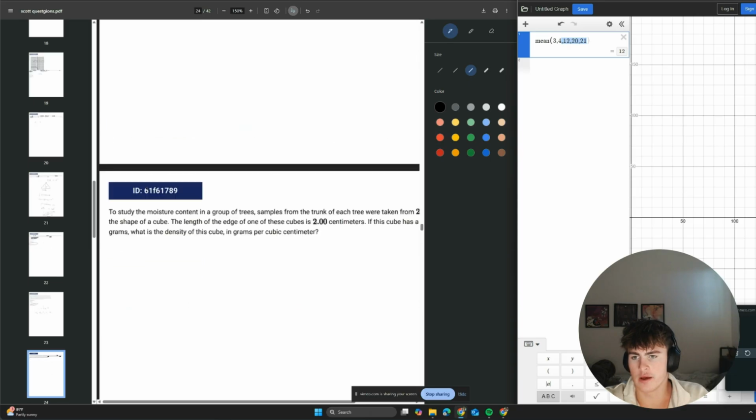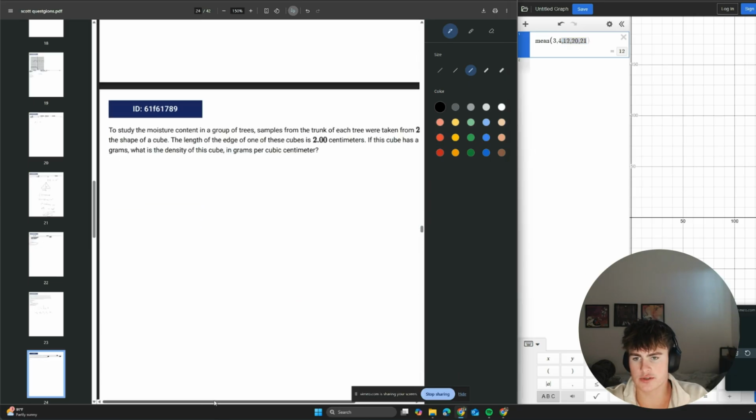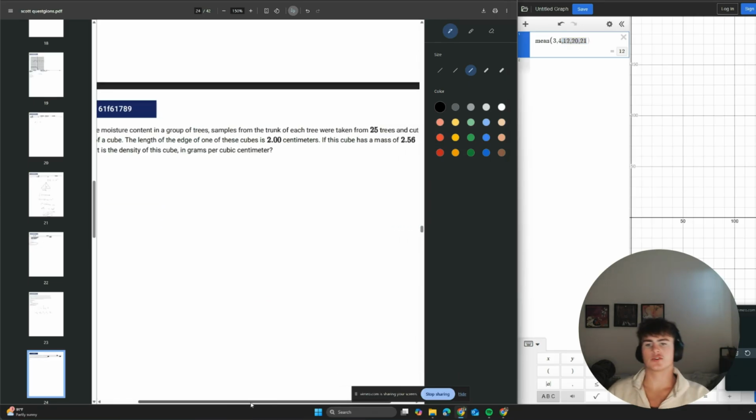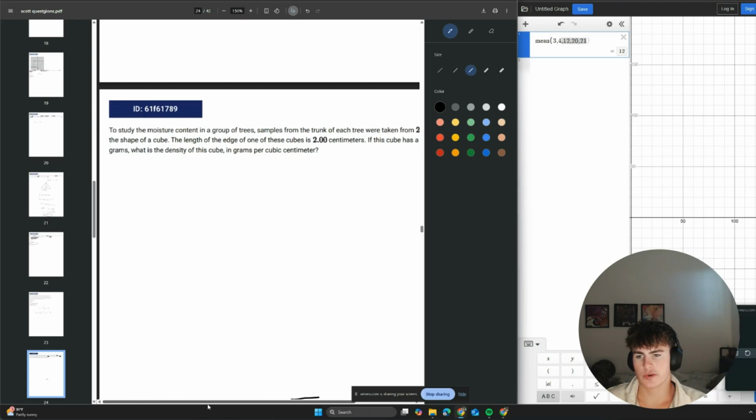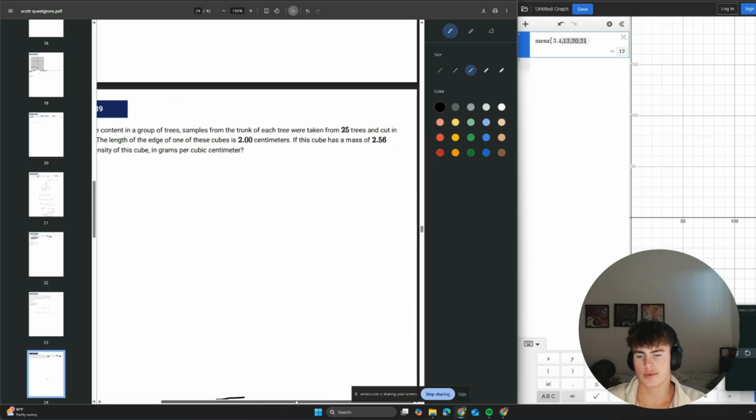It's just D. To study the moisture content in a group of trees, samples from the trunk of each tree were taken from 25 trees and cut in the shape of a cube. The length of one edge of the cube is 2 centimeters. If the cube has a mass of 2.56, what is the density of the cube in grams per cubic centimeter? So you have to know your pyramid here. I believe it's something like this. It's like mass, density, volume. So mass is density times volume.